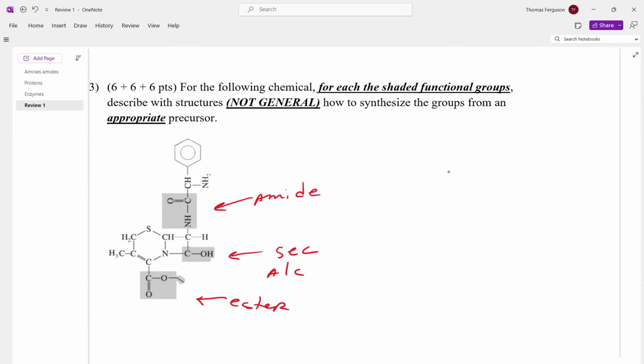Whenever you see an amide, how do you make it? There are two ways, with the acid chloride and with the anhydride. Same with the ester. And to make a secondary alcohol, you can reduce a ketone or put water across a double bond. You'll get a secondary alcohol.